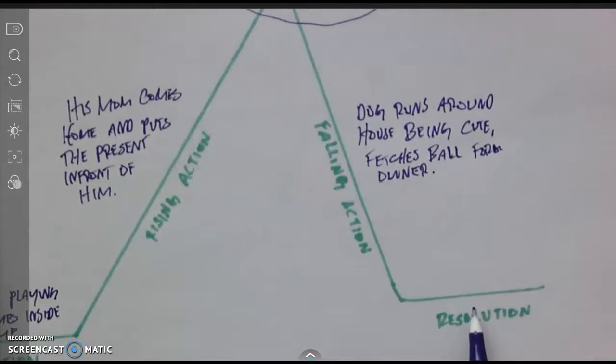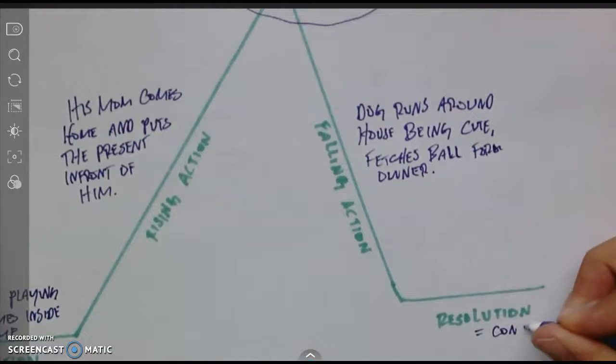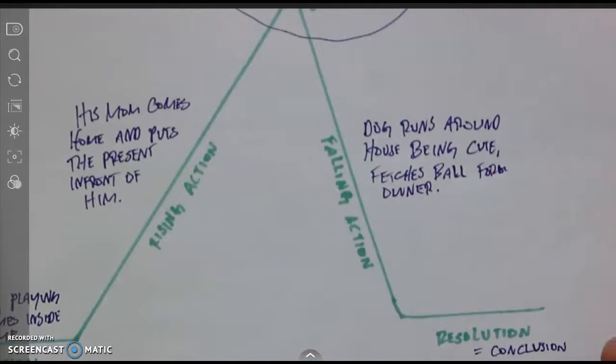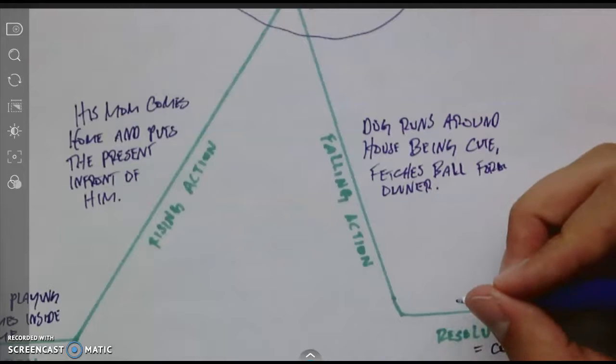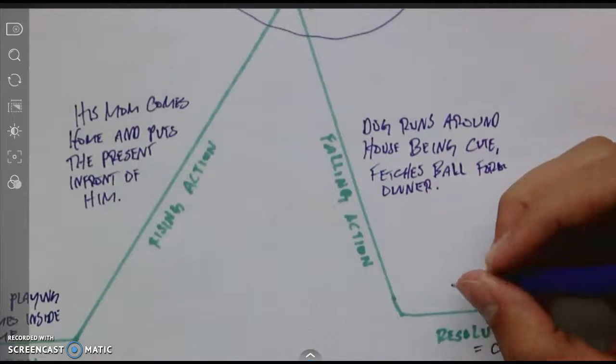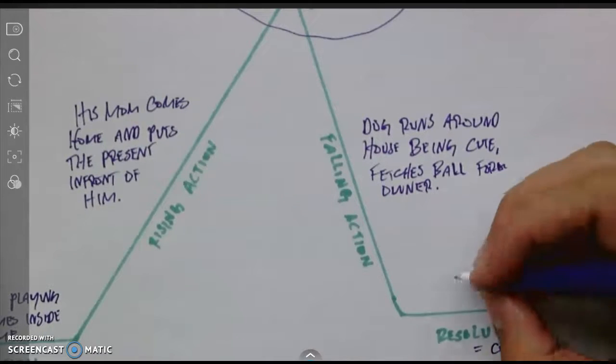And resolution, that's just another word for conclusion. Don't let that fool you. I don't know why they switch the words, but they do. So we can use either one. So how does the story resolve? What's the resolution? That's where the boy accepts the dog and he goes outside to play fetch. And that is when we learn that the boy himself is missing part of his leg as well.